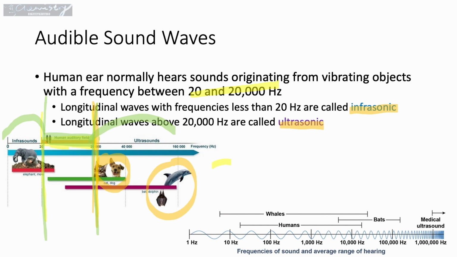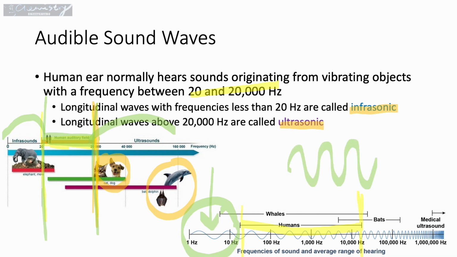Over here, they're plotting the same thing, and this is the region for humans. We can see that for the lower region, which is the infrasonic, the frequency is a lot less. The frequency is how often a wave is occurring. So this is low frequency, and this is high frequency.